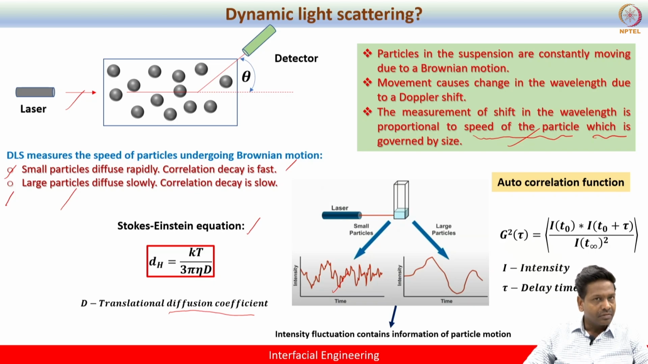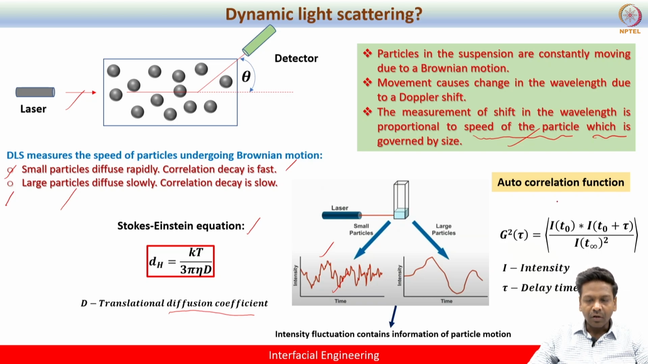Because of this variation, you will get time-dependent intensity data. There will be fluctuation in intensity, so you will be able to obtain intensity as a function of time. The intensity versus time data will look like this. For small particles, the fluctuation will be huge compared to large particles. That is because small particles diffuse rapidly, and large particles diffuse slowly.